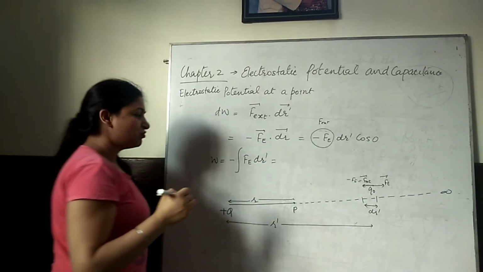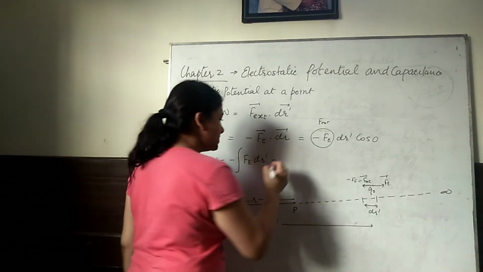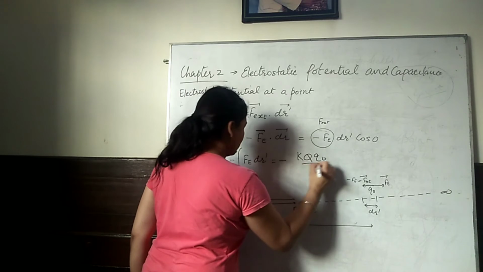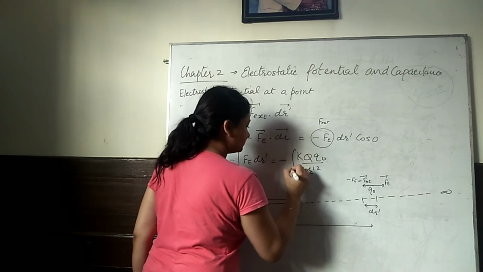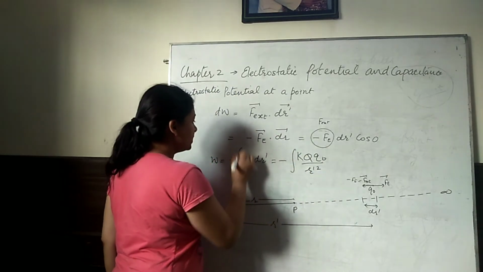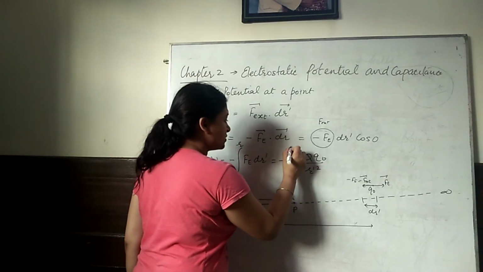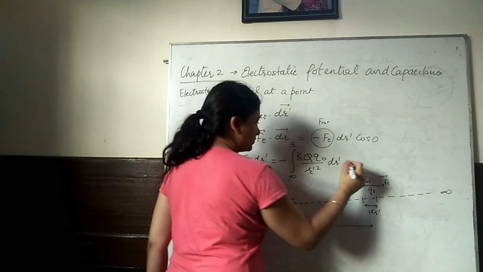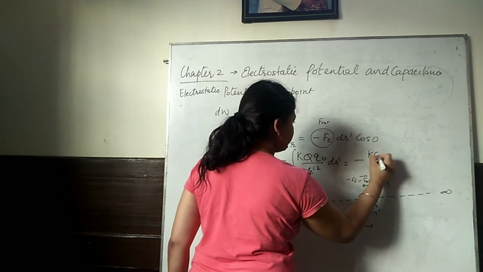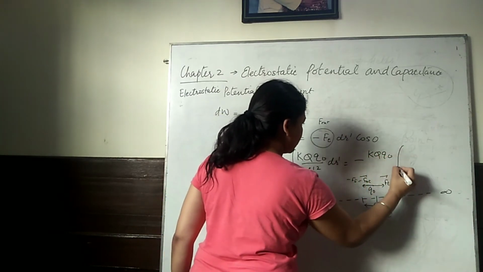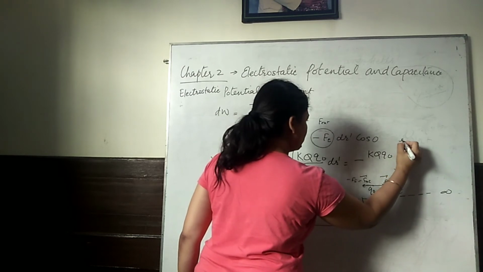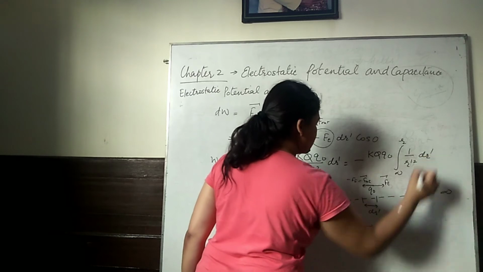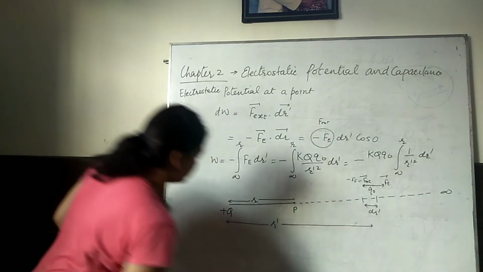Fe is the electrostatic force between two charges, so we can write minus K Q naught over R dash square. The integration is from infinity to R, because we are bringing the charge from infinity to point R. So this can be written as minus K Q naught, integration from infinity to R of 1 by R dash square dr dash.